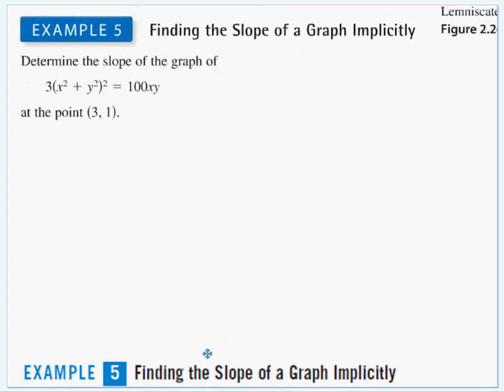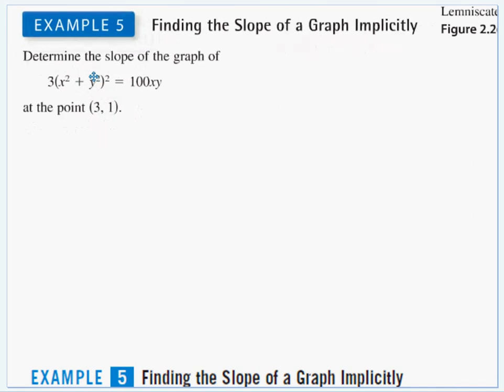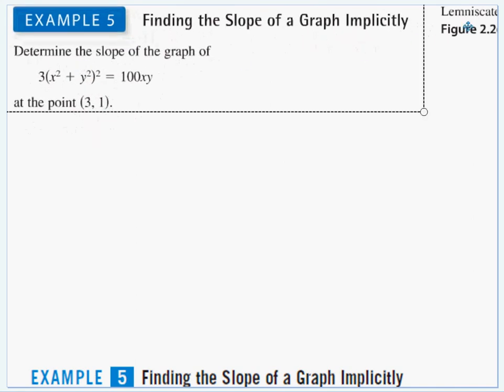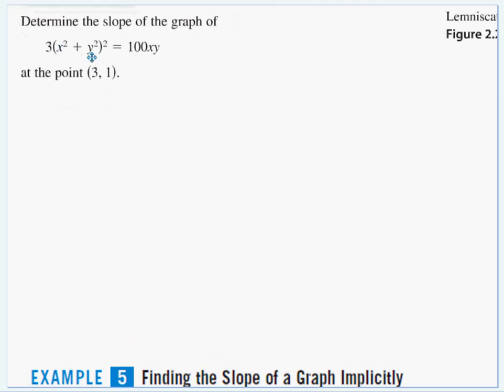Example 5 is extremely algebra intensive. I'll show you the algebra at the end, but I'd like you to work smarter, not harder. And it says here, determine the slope of the graph at a point. So what we can do is derive this implicitly and then plug in that point right away. A lot of times, the hardest part of these problems is the algebraic simplification. So if we can plug into the raw derivative, by all means, it makes life much easier.